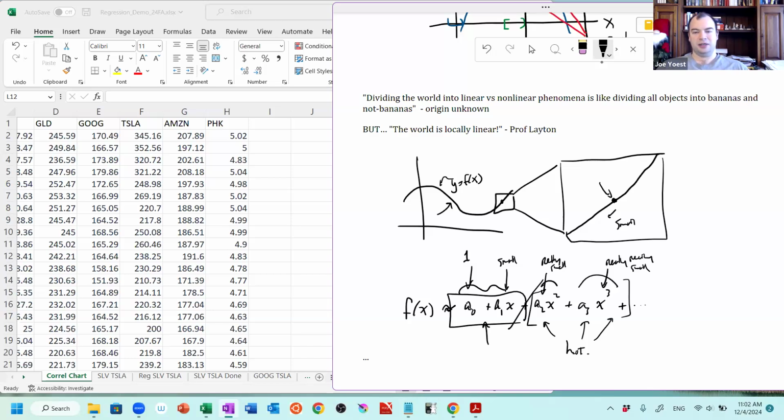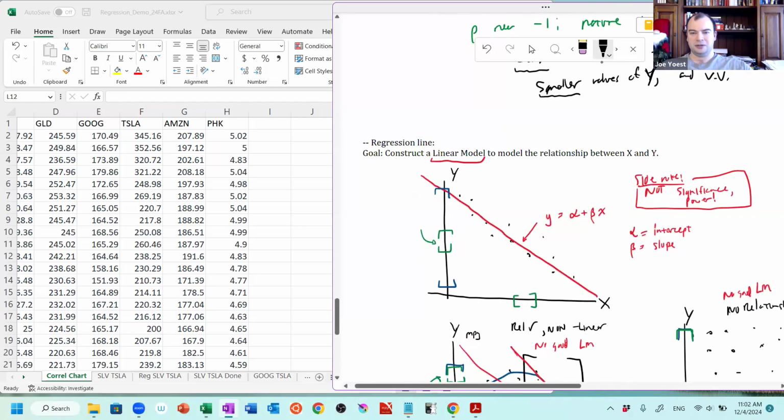So the trade-off we're making with a linear model is we get a much simpler model. That's the plus, and that's a huge plus, so don't underestimate that. The minus is that it's not correct. It's just a model.